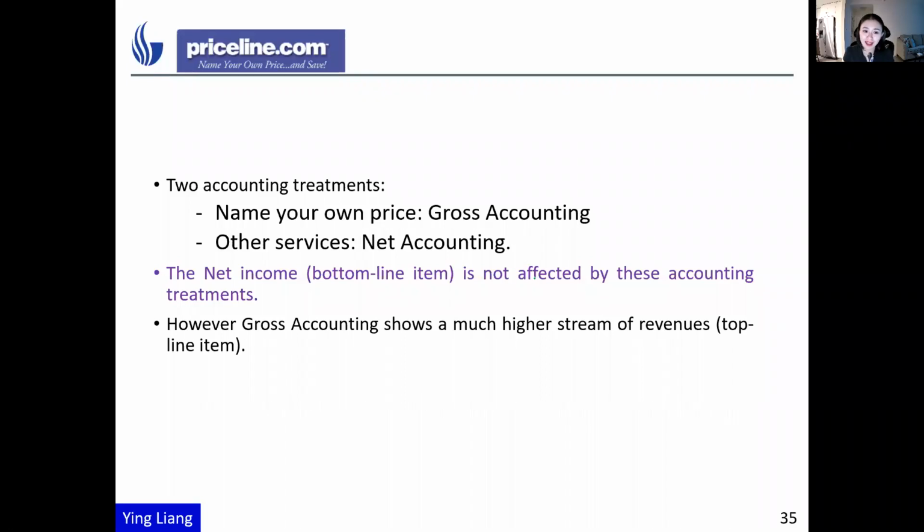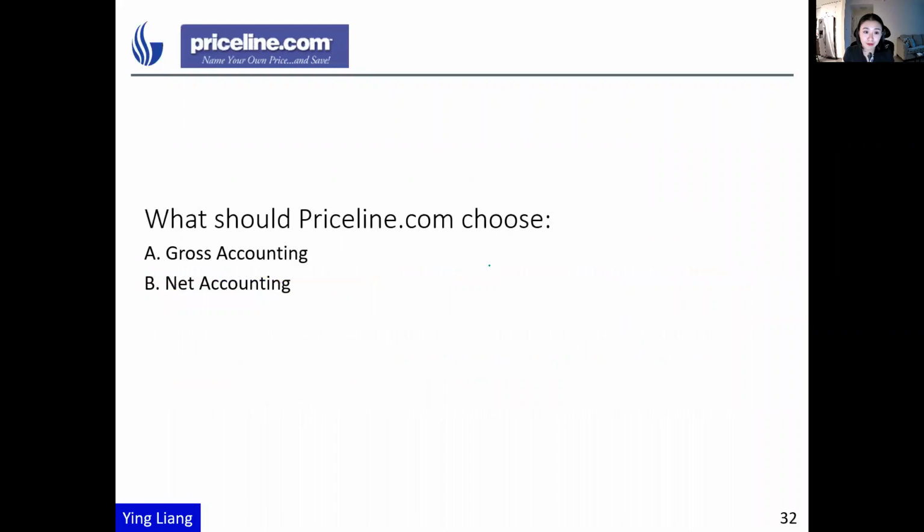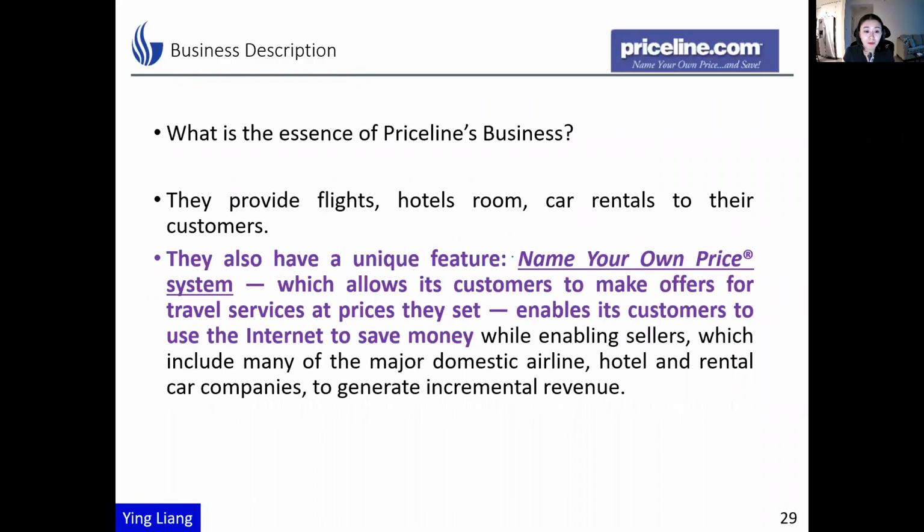Let's look at Priceline. I guess most of you are very familiar with Priceline. But there is a very interesting, unique feature of Priceline. It's called Name Your Own Price. In this Name Your Own Price, the customer will make offers to some travel services, for example, hotels, flights, at the price the customer sets. And then if Priceline.com agrees with the customer's set price, they will sell you the certain hotel or flight ticket.